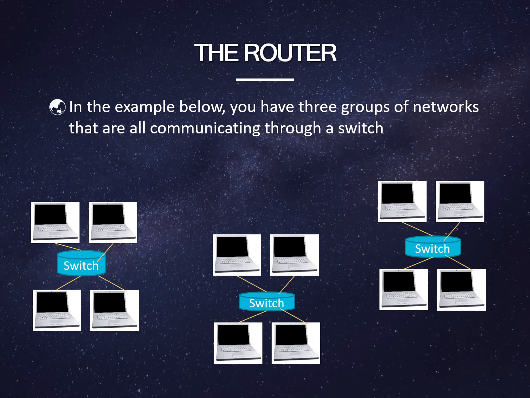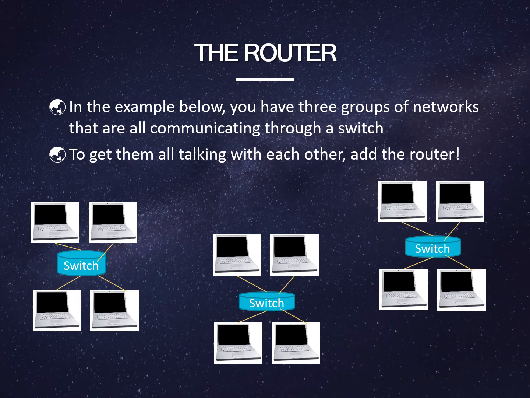So, if we look at the diagrams below, we have 3 groups of networks. Let's say that each of these groups of computers are in different rooms. So we have 3 networks, 3 different rooms. How do we get these to communicate to each other? We do that by adding the router.